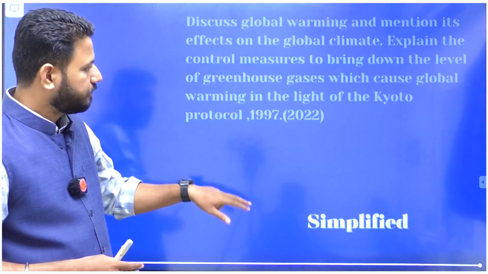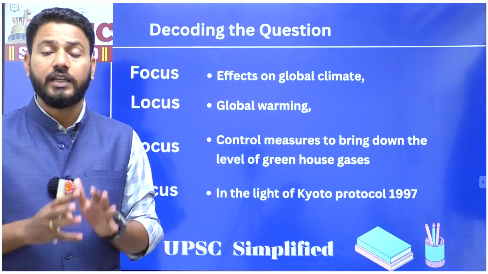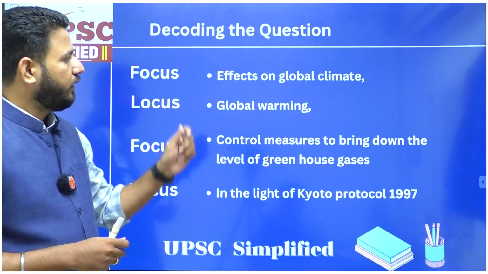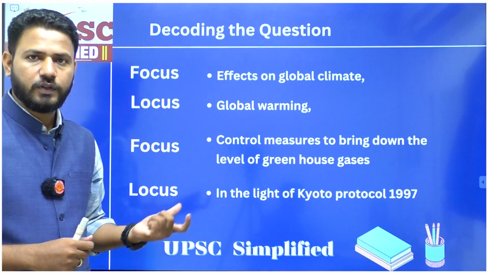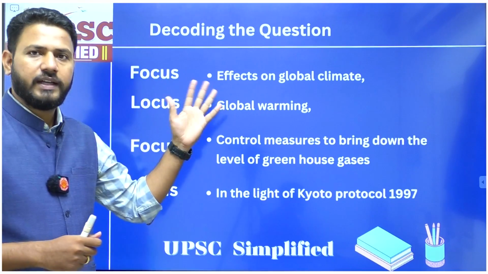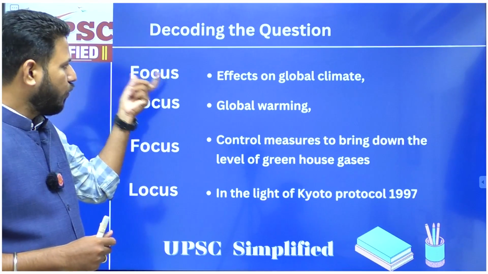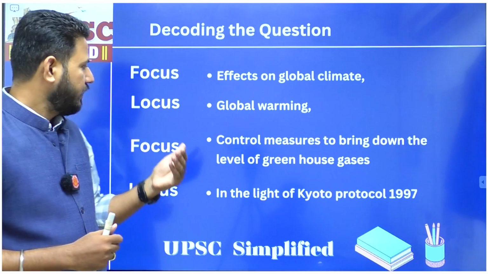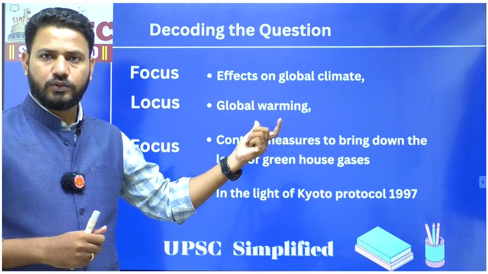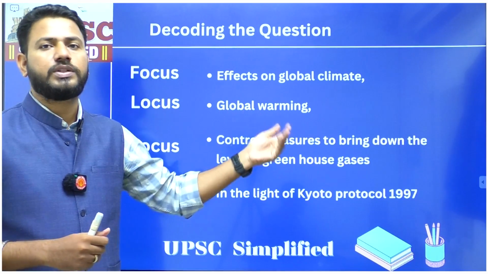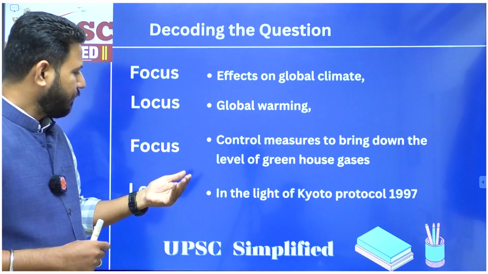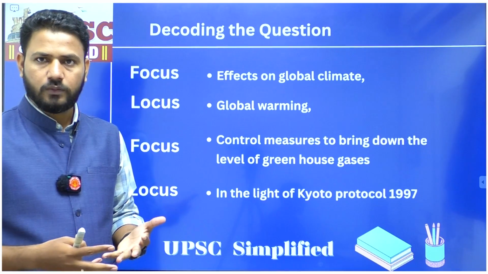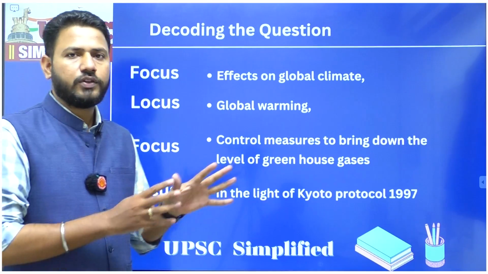Now, the first thing that we need to understand in any question is where exactly to focus. And to do that, we need to understand the locus and focus of the question. Because the question has two sub-questions within, the focus of the first part is effects on global climate, whereas the locus is global warming. Global warming is that part of your syllabus from which the question has been asked. In the second part, the focus of the question is control measures to bring down the level of greenhouse gases, while the locus is in the light of Kyoto Protocol.